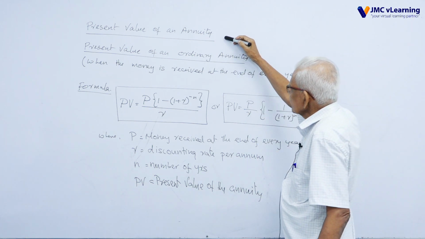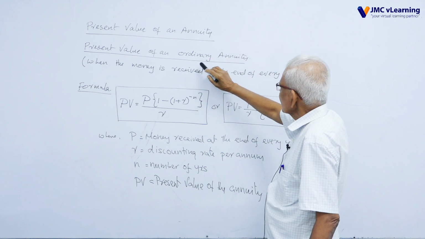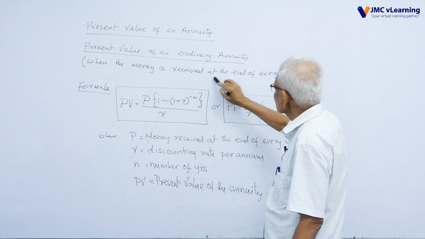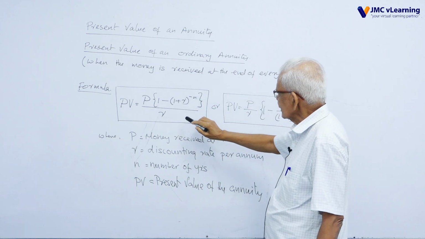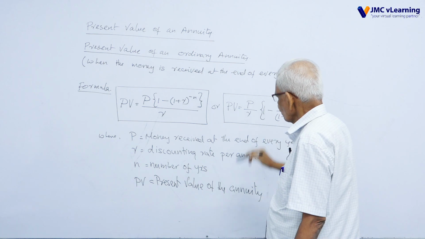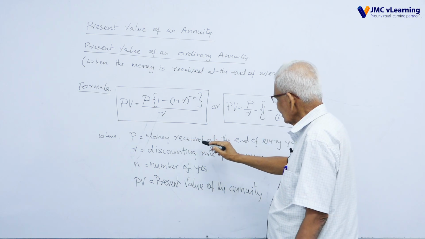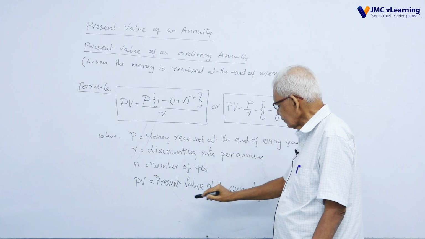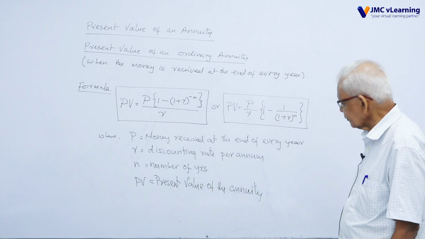Main heading is present value of an annuity. Present value of an ordinary annuity, only that we are doing, when the money is received at the end of every year. Then this formula and this one. Then P equal money received at the end of every year, discounting rate, number of years, present value of the annuity.